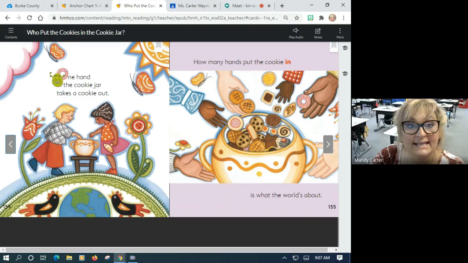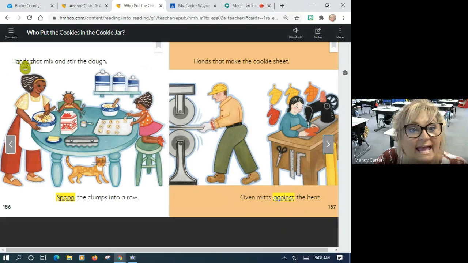One hand in the cookie jar takes a cookie out. How many hands put the cookie in is what the book's about. Hands that mix and stir the dough, spoon the clumps into a row. Hands that make the cookie sheet, oven mitts against the heat.